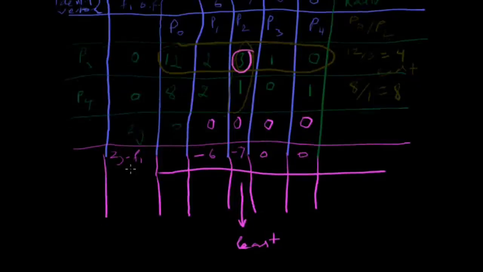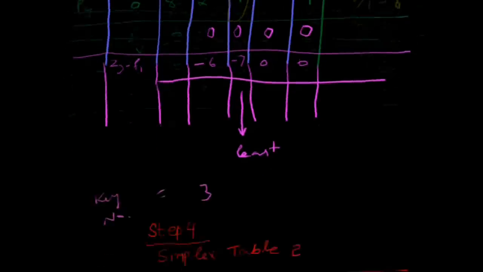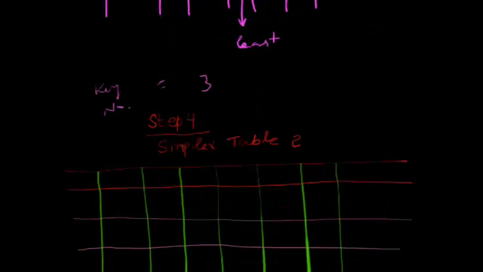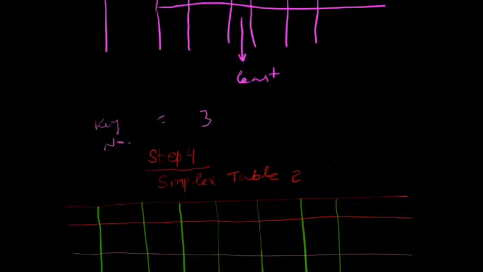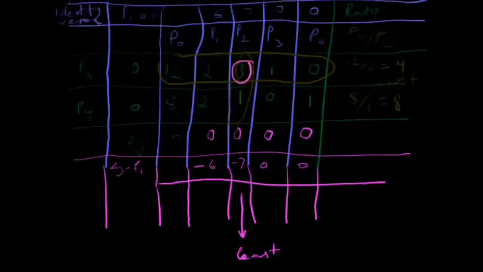Because zj minus f1 is negative, in this third tutorial we are starting to make simplex table 2. This is also the fourth step. For this you need the corresponding row and corresponding column. Minus 7 is the least, so this is the corresponding column. 4 is the least, so this is the corresponding row.